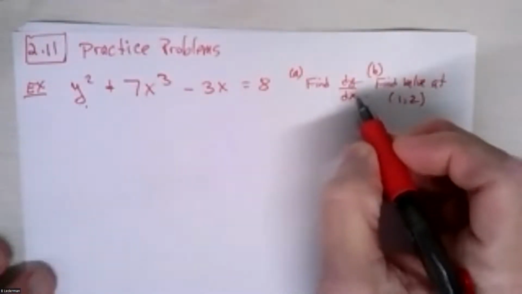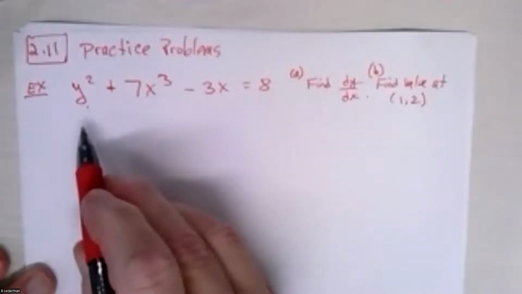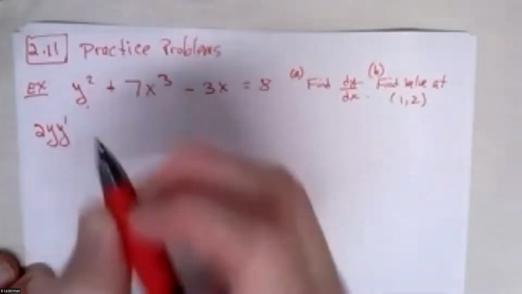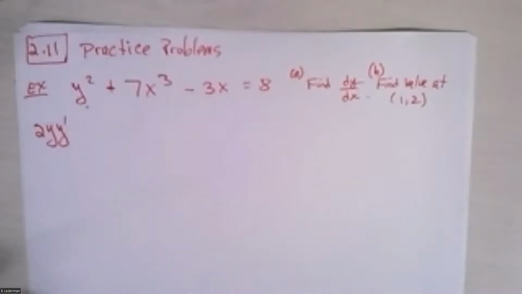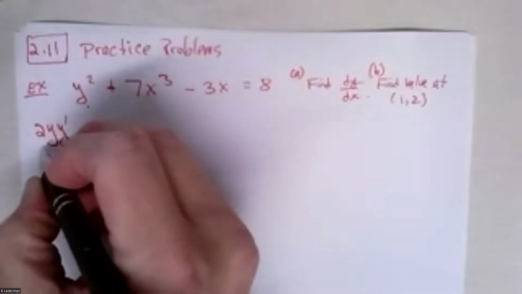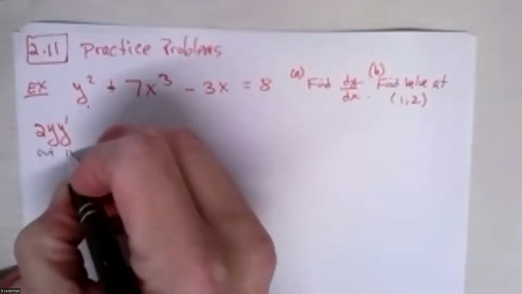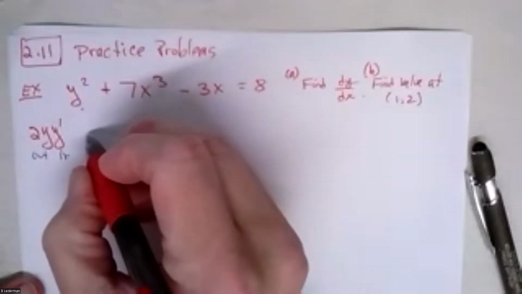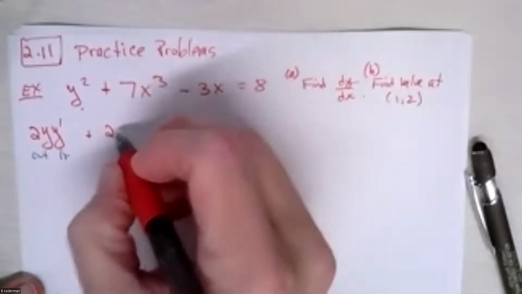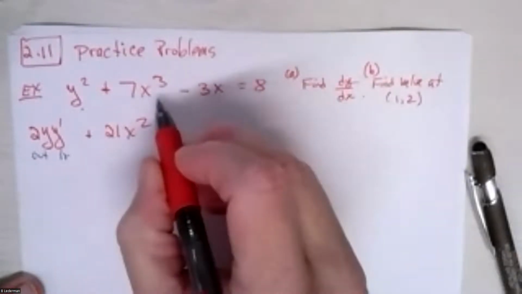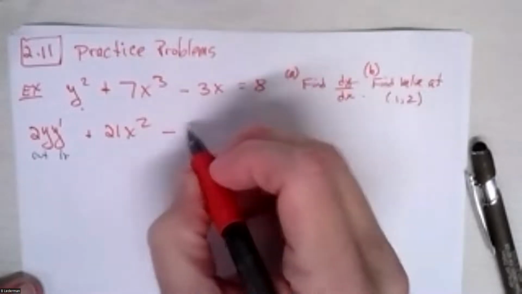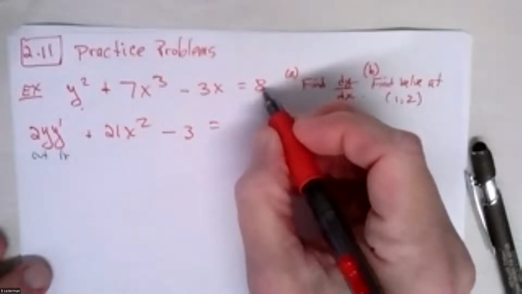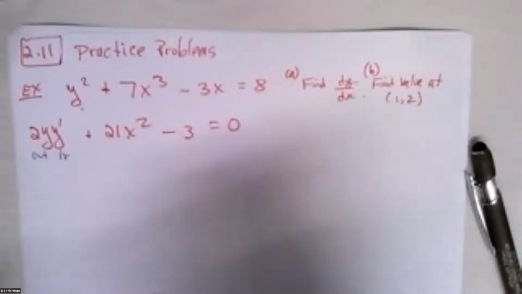So to find dy/dx, we're going to take the derivative of everything. The derivative of y squared is 2y times y prime. The 2y is your outer derivative, and the y prime is your inner derivative, because y is a function of x. The derivative of 7x cubed is just 21x squared. That's a straight derivative. The derivative of 3x is just 3, so it's minus 3. And the derivative of 8 is 0, because that's the derivative of a constant.